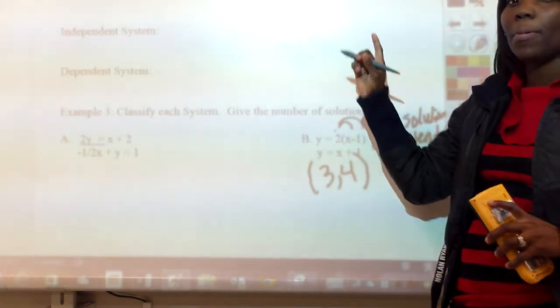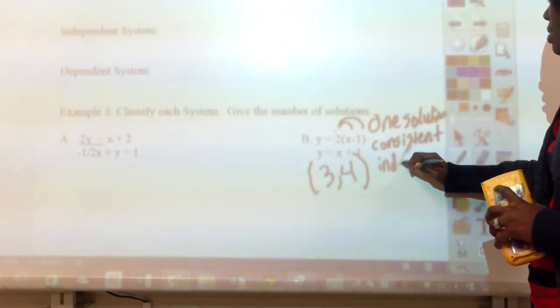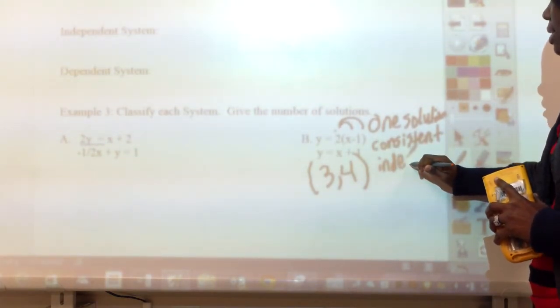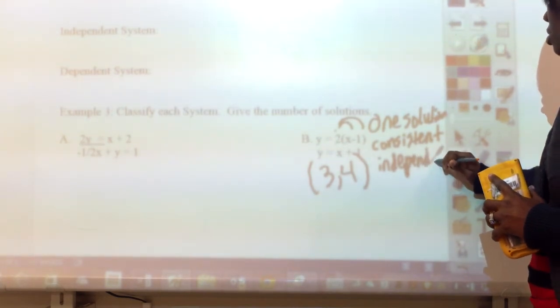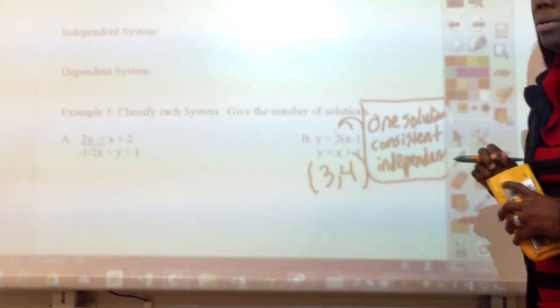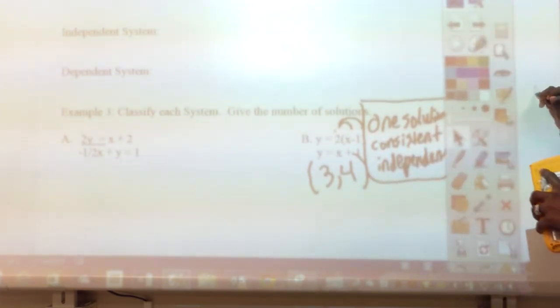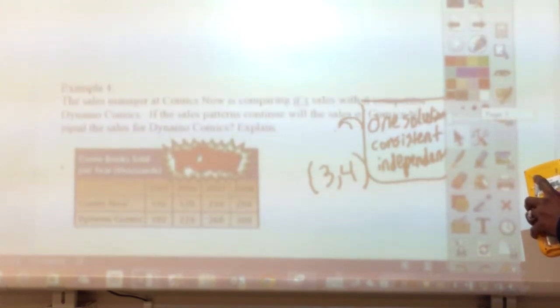And then remember, independent or dependent. Independent is the one that stands alone. So exactly one solution. It is an independent system, and those are the 3 answers. Any questions? All right, let's scroll down.